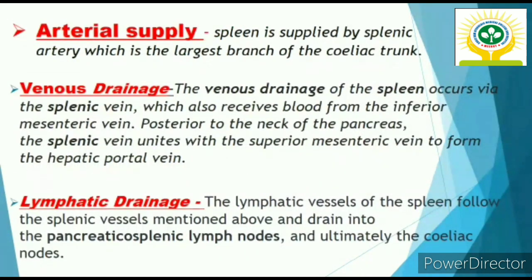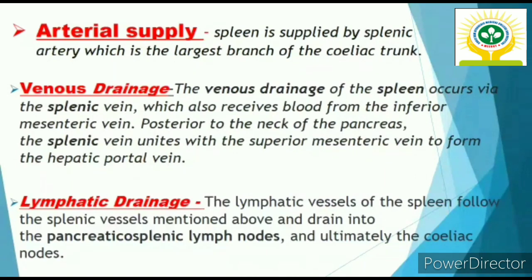Arterial supply. Spleen is supplied by splenic artery, which is the largest branch of celiac trunk. Venous drainage. The venous drainage of the spleen occurs via the splenic vein, which also receives blood from the inferior mesenteric vein. Posterior to the neck of the pancreas, the splenic vein unites with the superior mesenteric vein to form the hepatic portal vein.